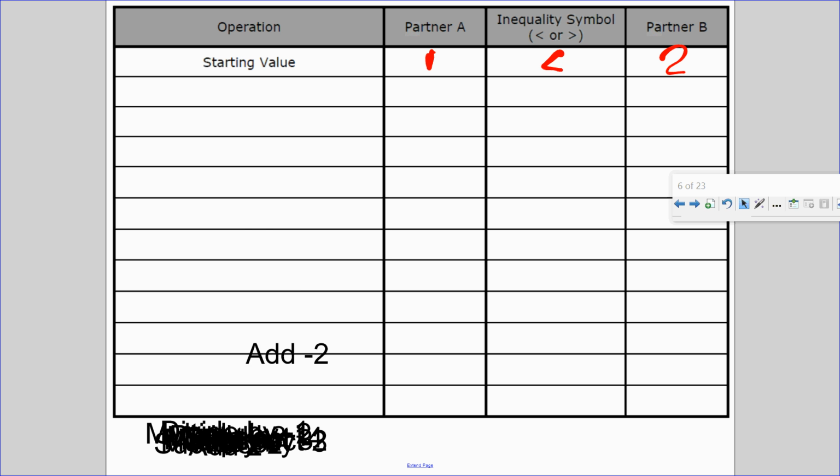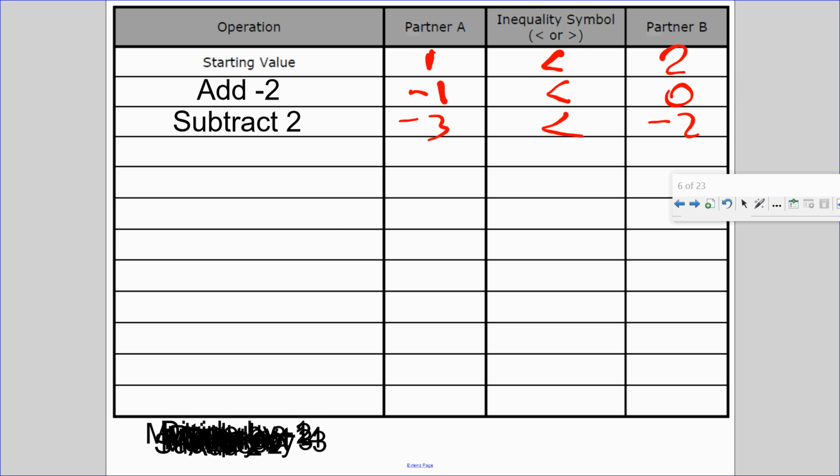So now you choose an operation. If you add -2 to both sides, 1 plus -2 is -1. 2 plus -2 is 0. So, is A still less than B? Yeah. Let's pick another one. If you subtract 2 from both sides, so -1 minus 2, that'd be -3. 0 minus 2 is -2. So is -3 still less than -2? Yeah.